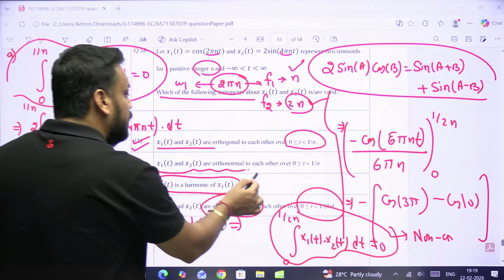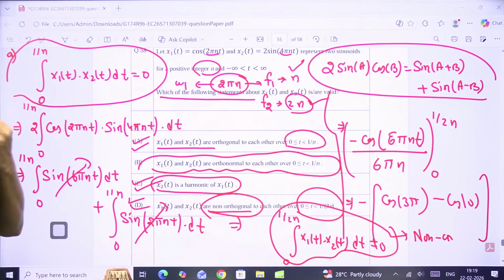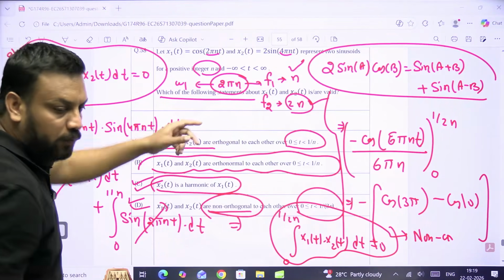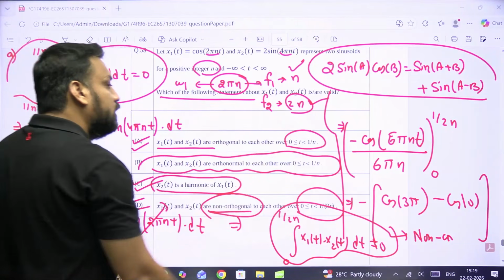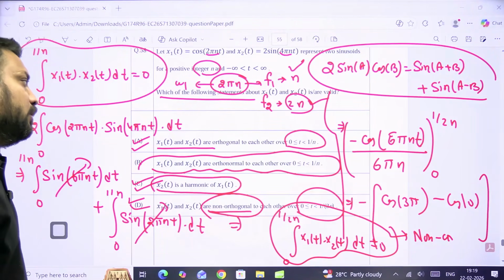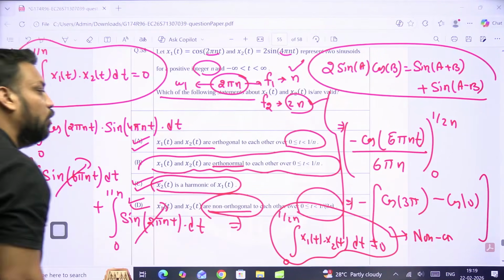x1(t) and x2(t) are orthogonal to each other over the interval of 0 to 1/n. Now look at option A. When you observe option A, you will see x1(t) and x2(t) are orthogonal to each other for this limit 0 to 1/n, yes, that we already proved. It means the first sentence is 100% correct.